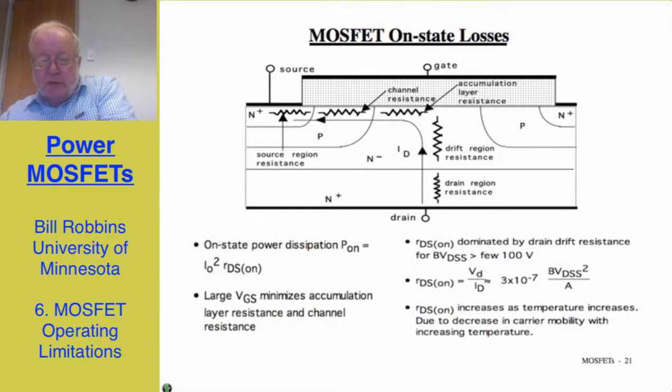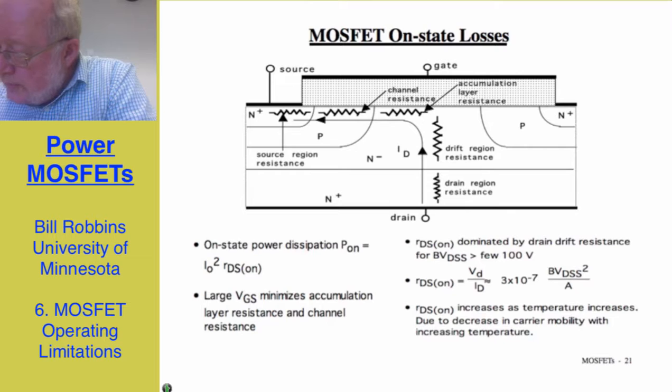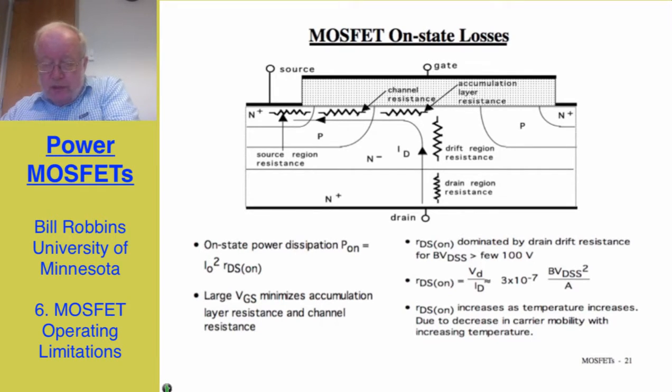All of these are perhaps equally important at low breakdown voltage ratings. As you increase the breakdown voltage rating of the MOSFET beyond 100 or so volts, then the drift region dominates the on-state resistance. And one can show in a simple calculation that the on-state resistance in silicon MOSFETs at these higher breakdown voltages is proportional to this numerical factor, 3 times 10 to the minus 7 times the square of the breakdown voltage divided by the cross-sectional area of the drift region through which the current is flowing. This on-state resistance increases as temperature increases due to the fact that the mobility of the carriers goes down as we increase the temperature of the silicon.